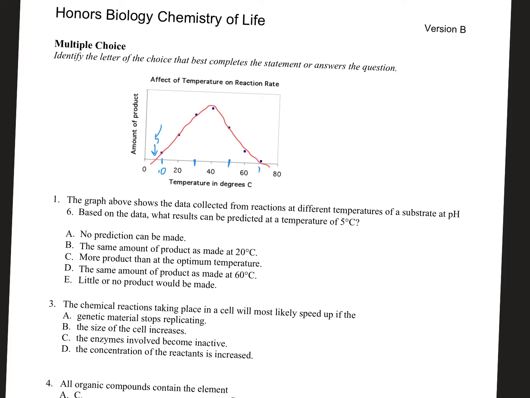So then they ask you, what would be the amount of product at 5 degrees? Well, there's no measurement at 5 degrees, but if you predict by looking at the best fit line, we would expect what? D, 0, or E, 0. So a little or no product is what we'd expect to see. The reason we graph in science, if you remember from chapter 1, is to allow us to predict.